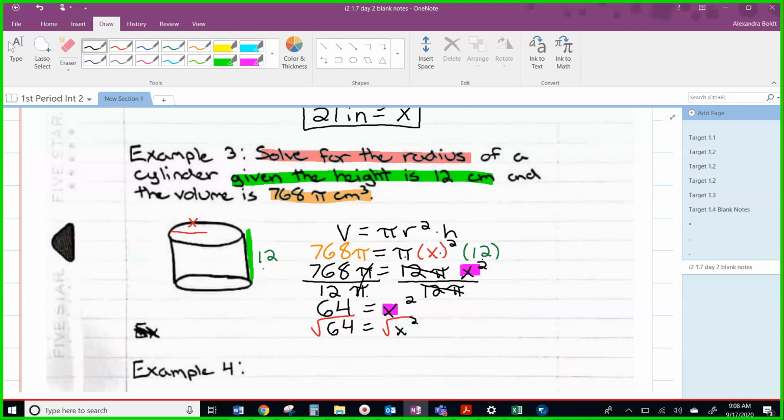Why do I do that? Well, when I take the square root of x squared, the squared and the square root cancel each other out. So I'm left with just x, or just whatever is under that square root symbol. Right, so again, the opposite of squaring something is taking the square root. So we get x equals 8.